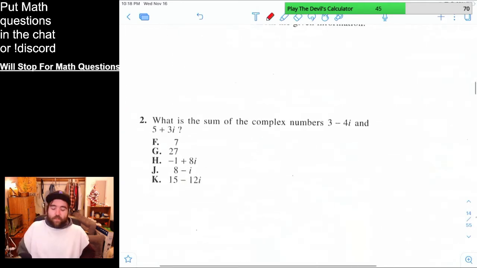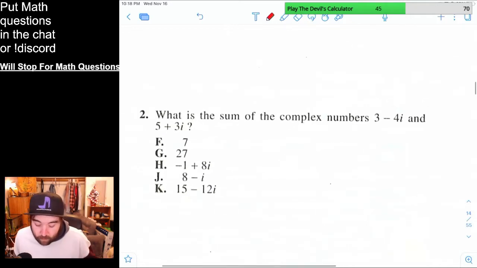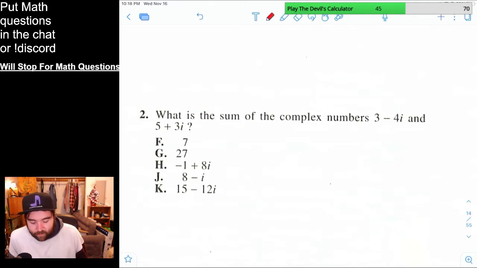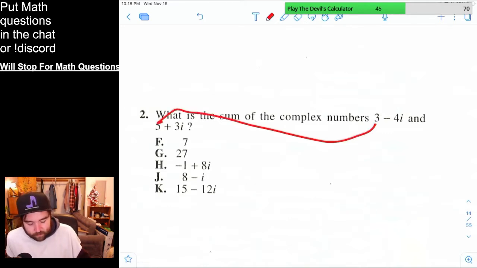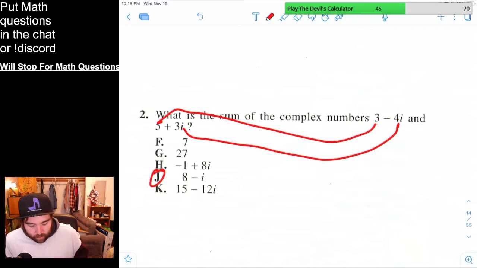All right. What is the sum of the complex numbers? So this is one thing that I think is cool about the ACT: even if you don't know what a complex number is, you should have a gist and be able to have a good guess at this question. You're just going to add them. You're just going to combine like terms. So 3 plus 5 is 8. And frankly, there you go. There's your answer. Make sure -4i and 3i is -i.